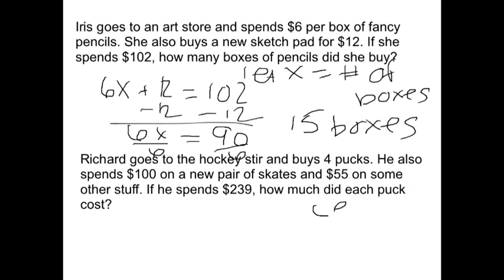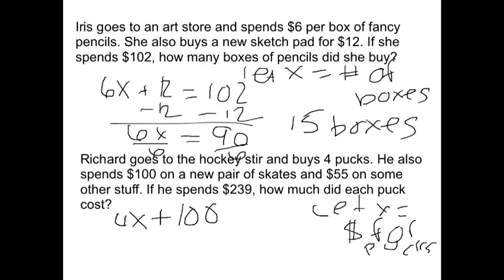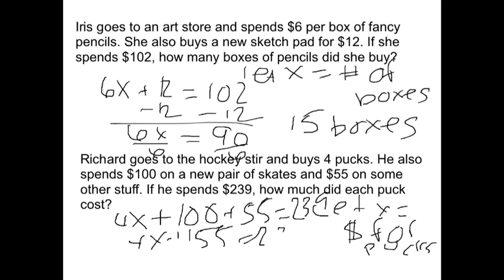So we're going to say let x equal the dollar amount for pucks, because that's really what we're trying to find out. We're going to say that he's going to spend x amount of dollars on each puck, and he's going to buy 4 of them. So 4x is going to tell us the amount of money that he spends on pucks. But he also spends $100 on skates and $55 on other stuff. And altogether in the store, he spends $239. So we have 4x plus 155 equals 239.